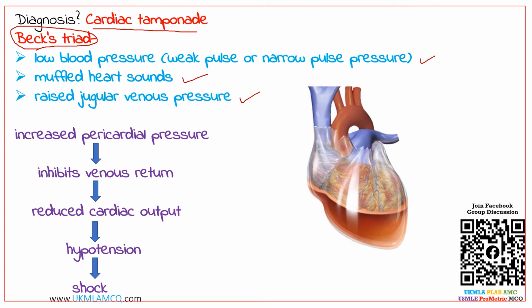Cardiac tamponade is a form of cardiogenic shock which is caused by fluid accumulation in the pericardial space. The fluid can be either blood or a large pericardial effusion and it increases the pericardial pressure and inhibits venous return. Due to that, cardiac output is reduced, and if you reduce cardiac output, hypotension occurs and ultimately shock will result. So this is the pathophysiology here. Just keep in mind this part also.